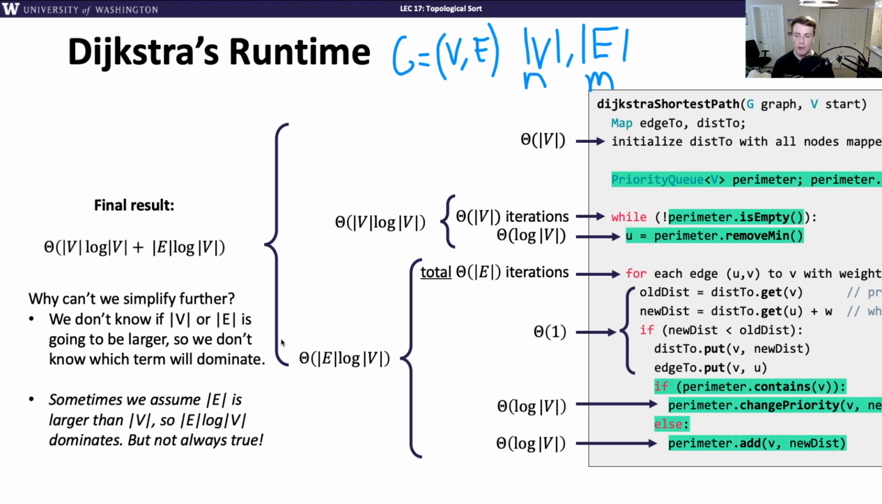Now, you might be wondering, why can't we simplify this further? Well, we don't know which of V or E is larger. We don't know which of these terms will dominate.